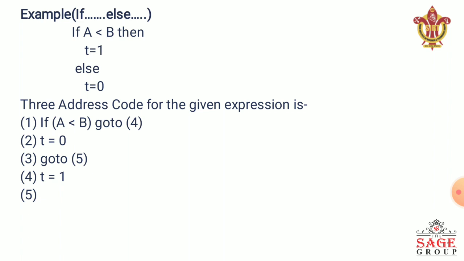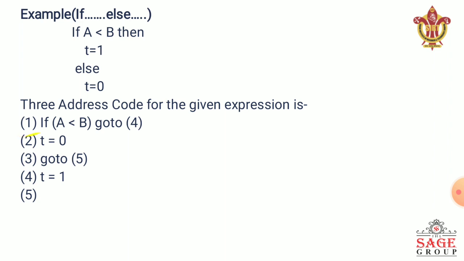So for this we write go to 5, or go to next, which connects our program to the remaining program. After that we execute our true part, which is t equal to 1, and 5 is the last statement of our three address code, which is always blank, because this statement connects our current program to the remaining program. So with the help of this logic, we can convert a simple if-else statement into three address code.